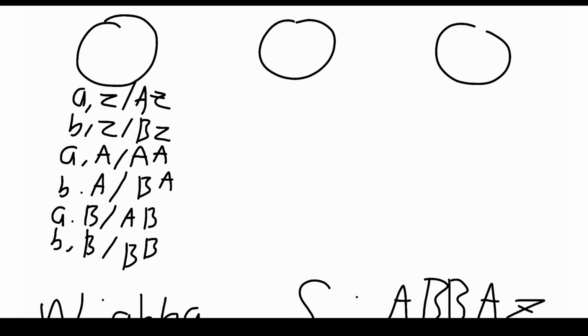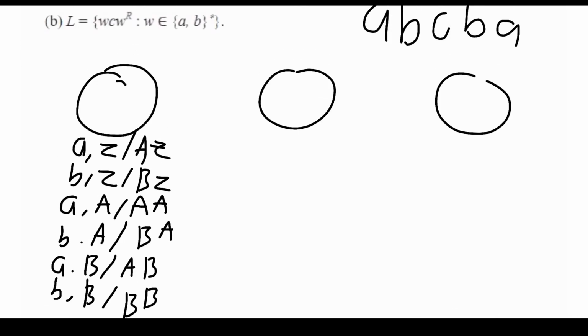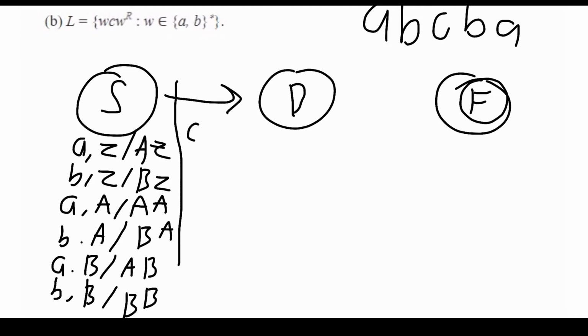Now, when traveling from, let's just call this the start state. This is D because why not? And the F because it's the final state. When traveling from the start state to the D state, what we want to do is let's just add in a line. We can put C as the word.